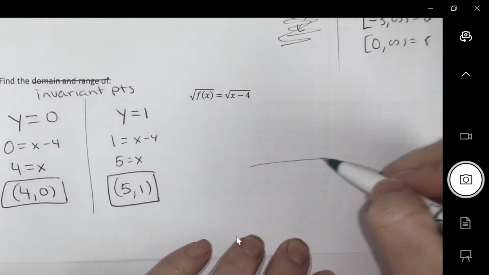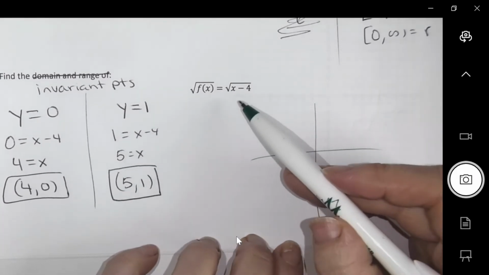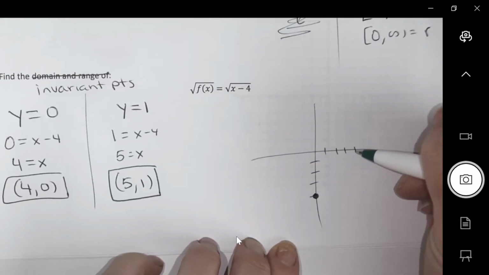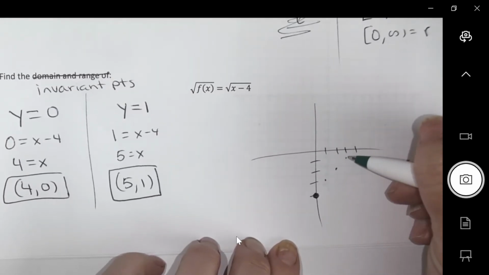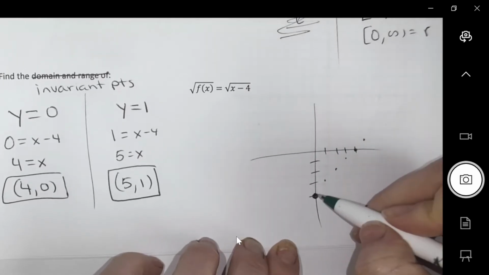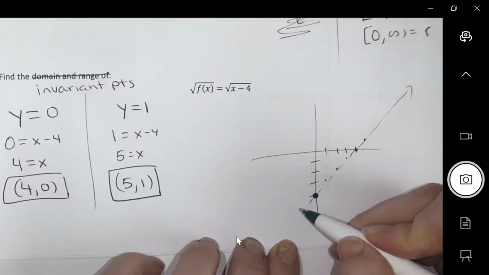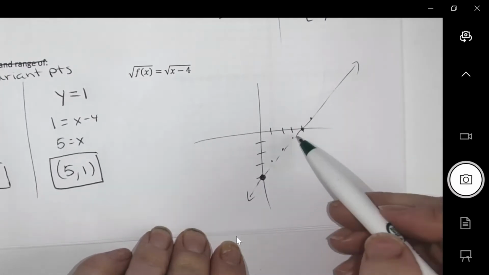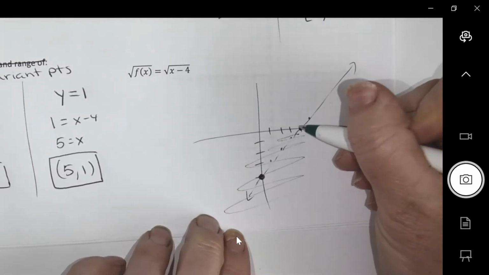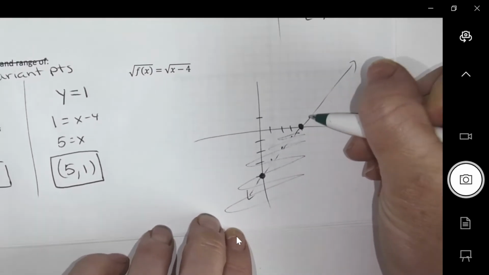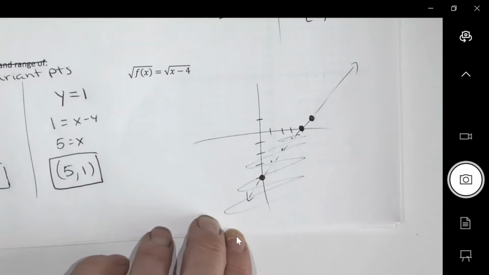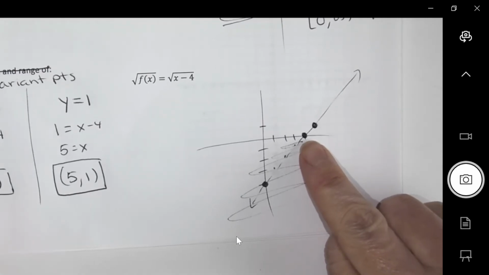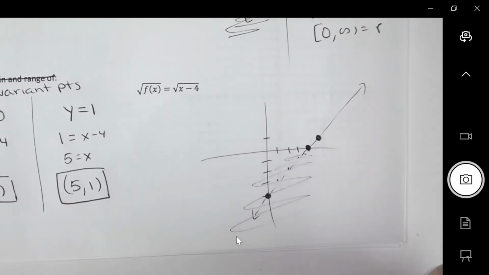I'm just going to show you quickly. What do I know about this? It's a line 1, 2, 3, 4. I'm going to be going up 1, over 1. So when I go to square root this, what do I know? This won't exist. This point and this point will be invariant. And look, isn't that matching? 4, 0 and 5, 1. They match.